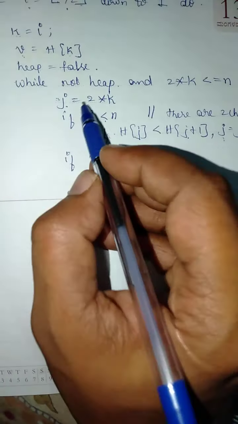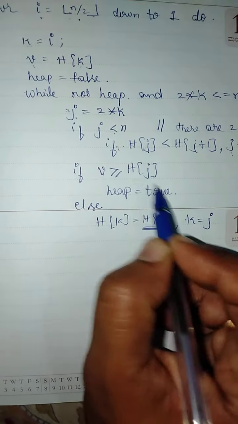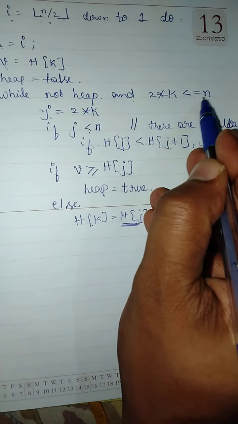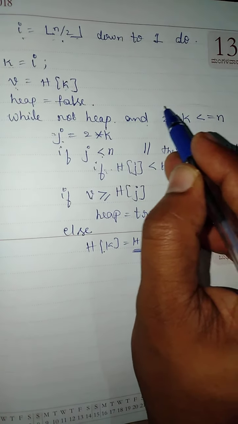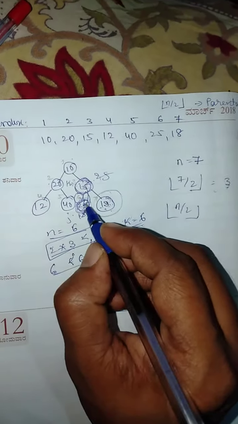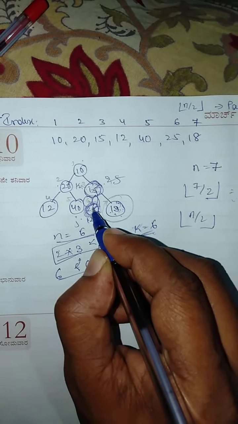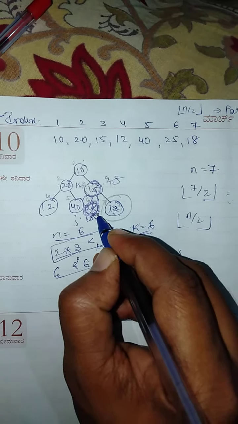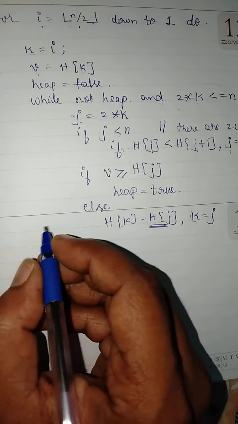While not heap, I mean still heap is false, because v greater than h of j does not hold good. Therefore, and 2 into k less than or equal to n. Now what is the value of k? K value is now 6. 2 into 6 is 12. Is 12 less than or equal to 7? Condition fails. What do you mean by 2 into 6 less than or equal to 7 condition fails? That means that the element that we are now considering is a leaf element. It is not a parental element, and hence we need not check whether it is a heap. Done. Alright.